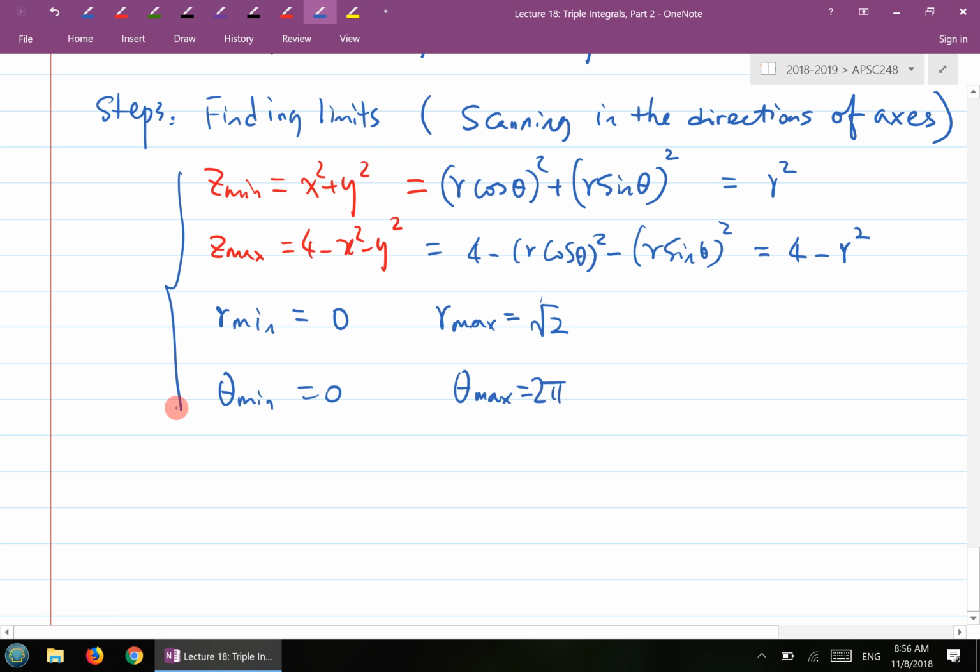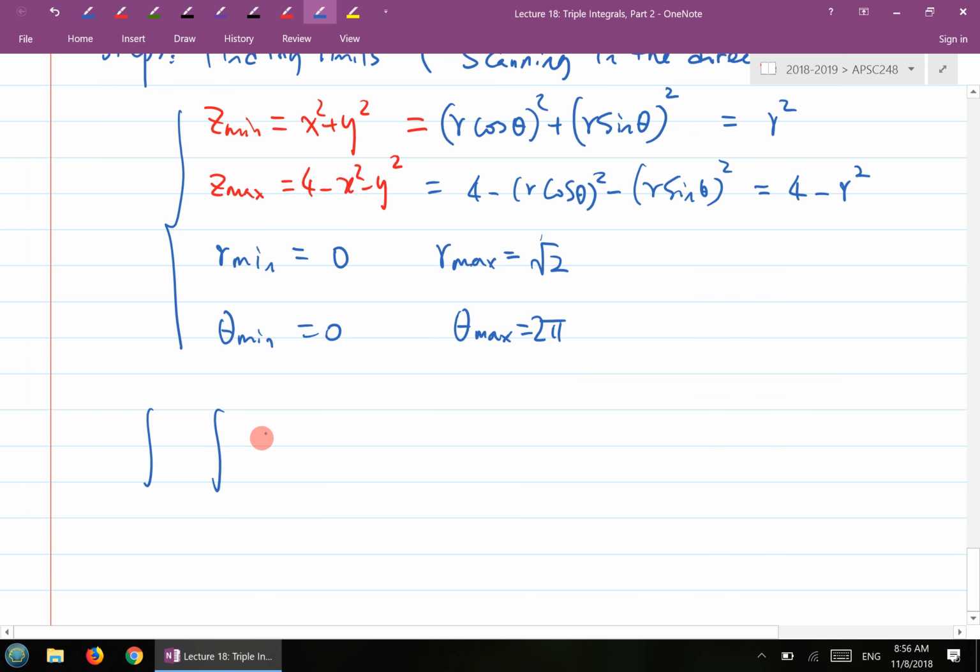So now you find the limits basically. Putting together, z goes from r squared to 4 minus r squared. R goes from 0 to root 2. Theta goes from 0 to 2 pi.